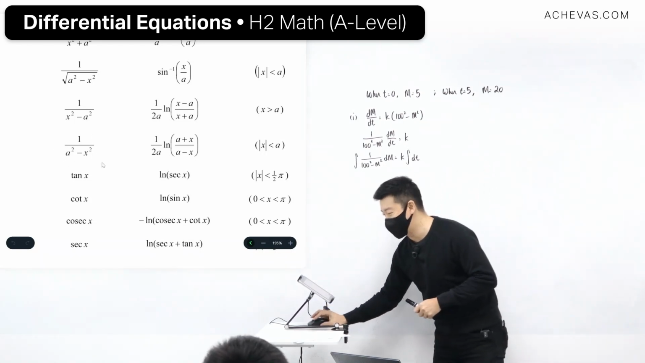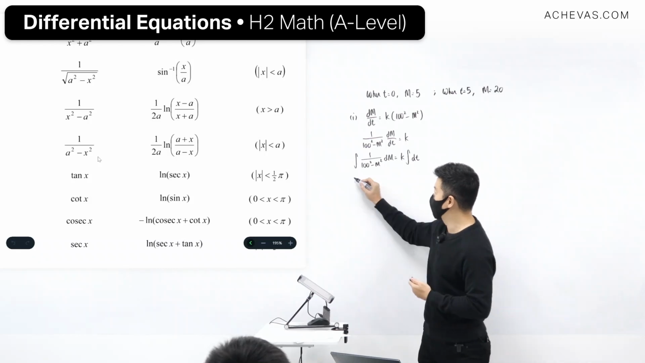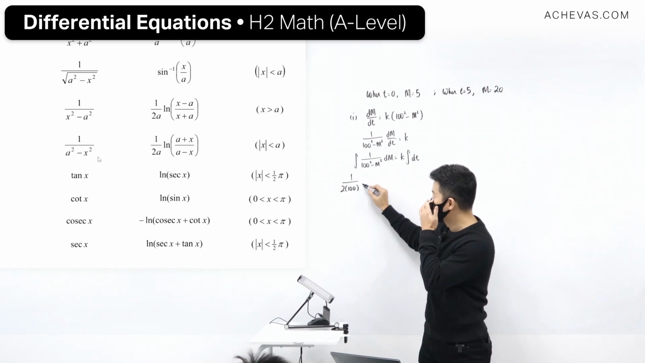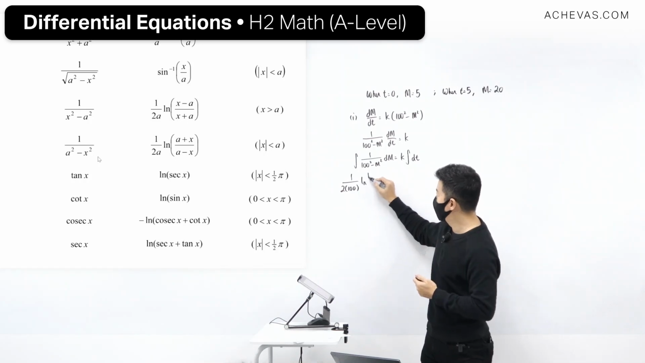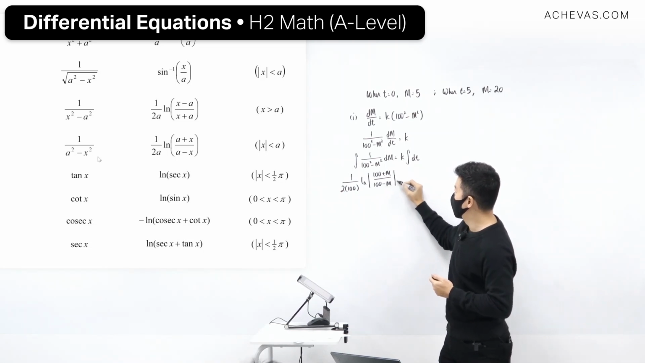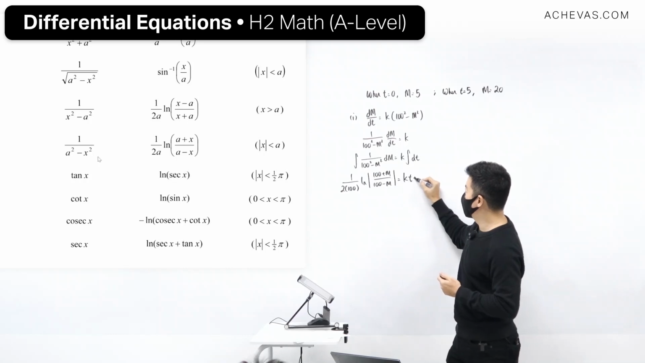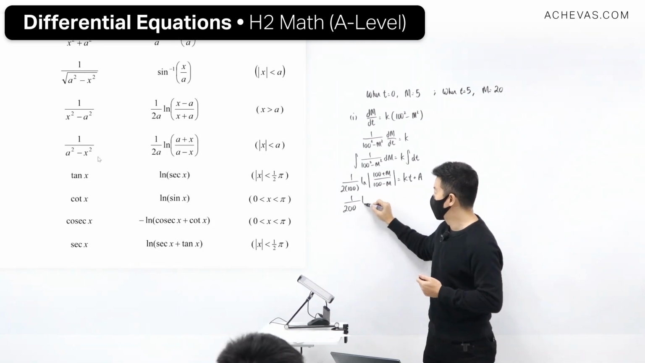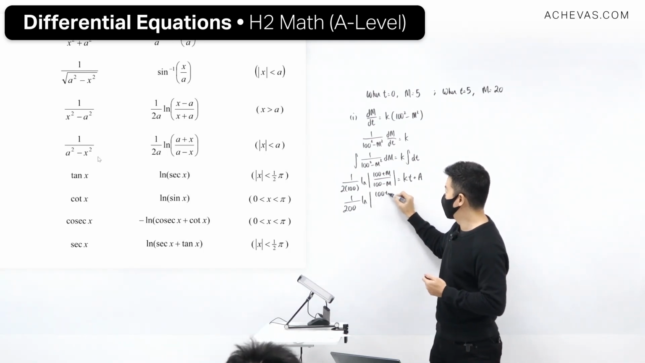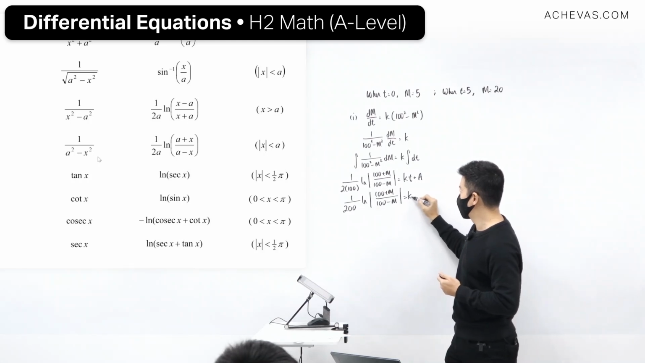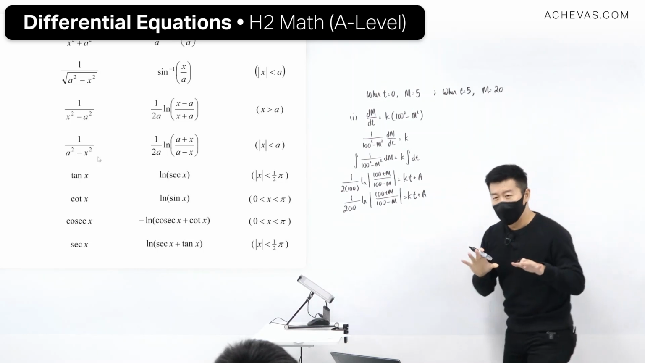So if I were to make use of this particular formula here, it is going to be equal to 1 over 2 times of a. In this case, a is 100. Then we have a ln modulus of 100 plus m divided by 100 minus m. This is going to be equal to kt plus a, or we can see this as 1 over 200 ln of modulus of 100 plus m divided by 100 minus m modulus. This is equal to kt plus a.